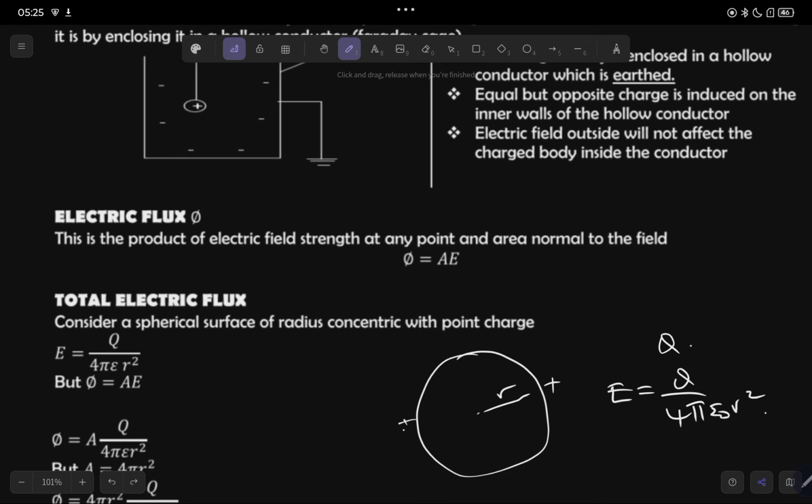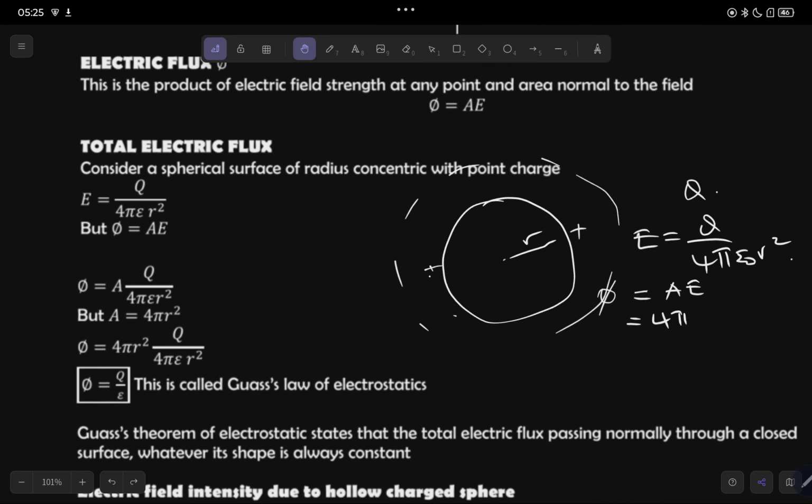Now electric flux through any spherical surface of radius r is given by AE. But now a spherical surface has an area of 4 pi r squared, that is the surface area of a spherical surface of radius r, and then the electric field intensity through that point is also given by q over 4 pi epsilon r squared, where epsilon is the permittivity of the medium in the sphere. If it is air, by good approximation, or if it is a vacuum, it is epsilon naught. So when you multiply, you end with charge q over epsilon, which is Gauss's law of electrostatics.